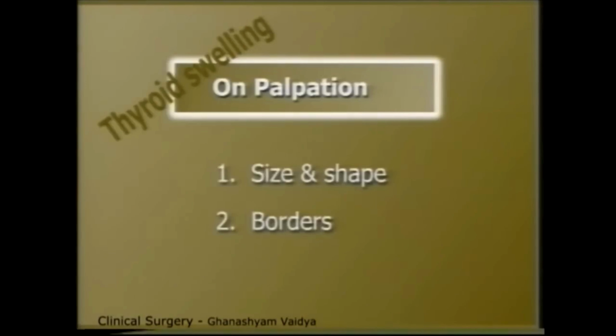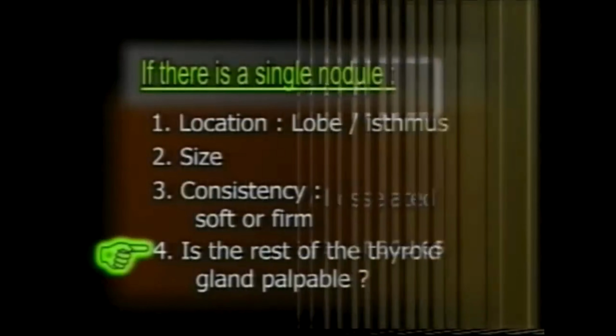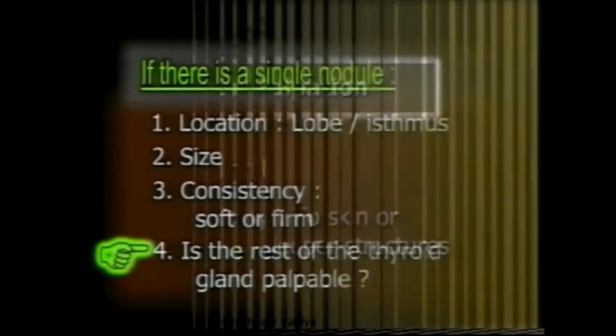Note on palpation the exact size and shape of the swelling and identify its borders. In particular, palpate the tracheal rings in the suprasternal notch to identify a retrosternal extension if any. Then note the surface and the consistency of the swelling and palpate carefully by Lahaye's method and Kreil's method for small nodules within the gland. In case of a single nodule, note whether the rest of the gland is palpable.